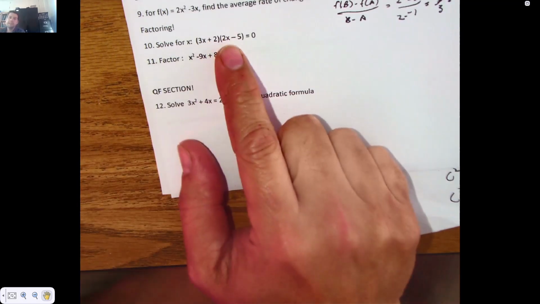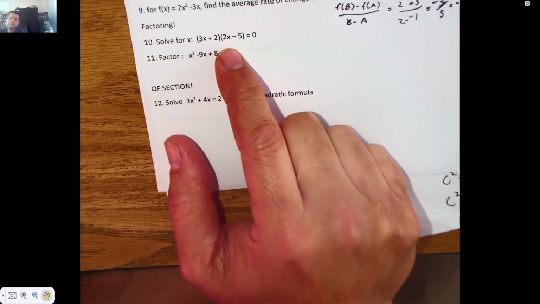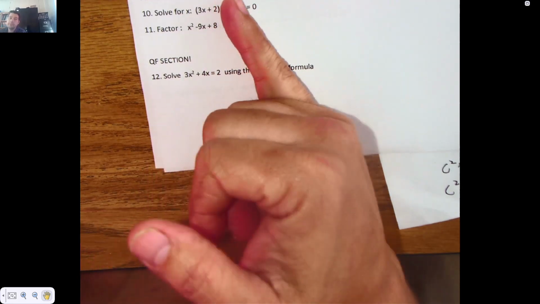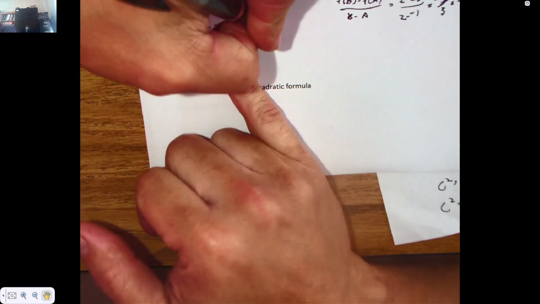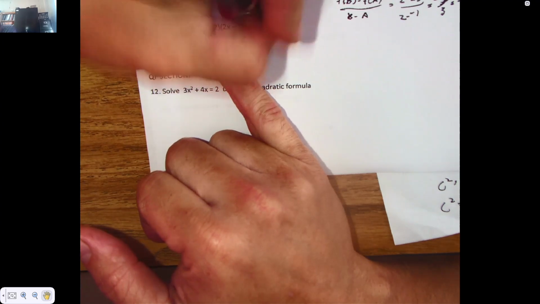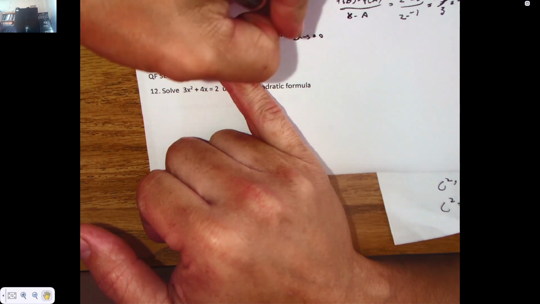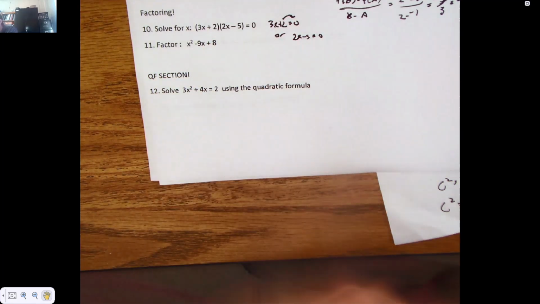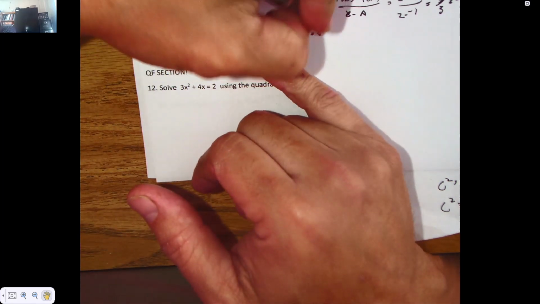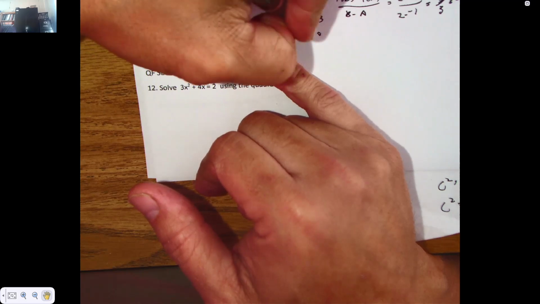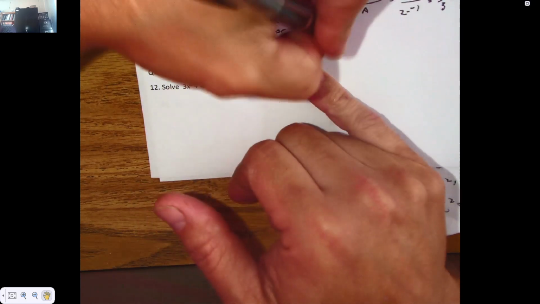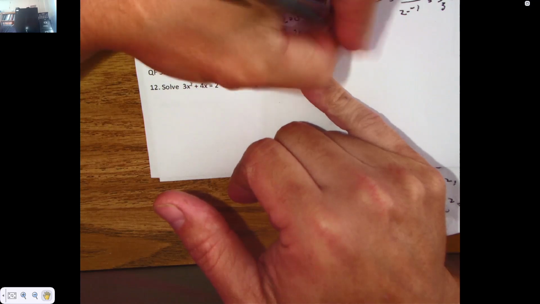Do you have any idea how many kids are going to miss this problem? It's so sad. You just cover up. 3x plus 2 is 0. Or 2x minus 5 is 0. Slide and divide, kids. x equals negative 2/3. Oops, forgot the x equals. Slide and divide. x equals 5 halves.